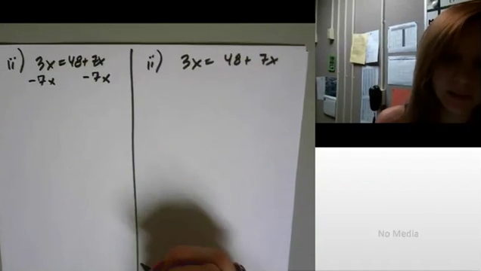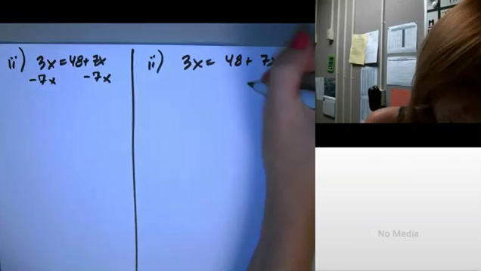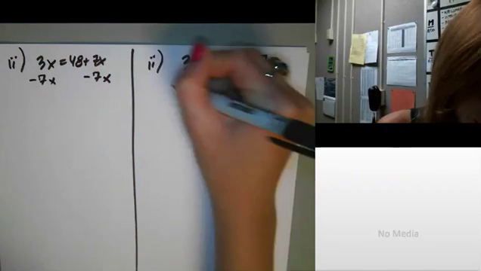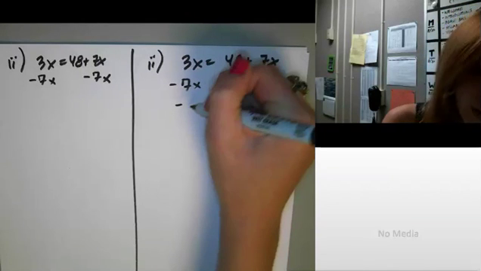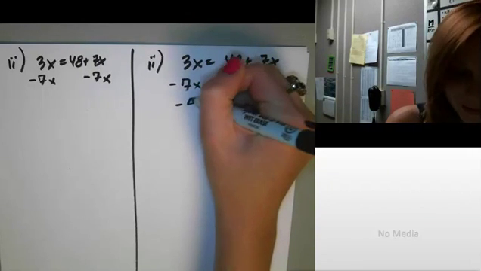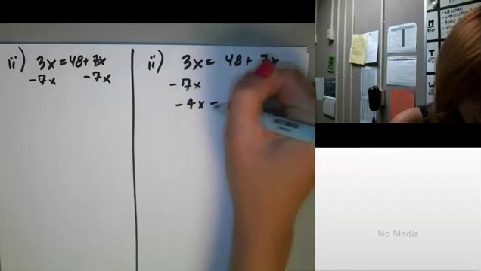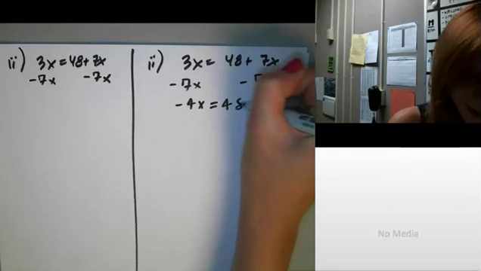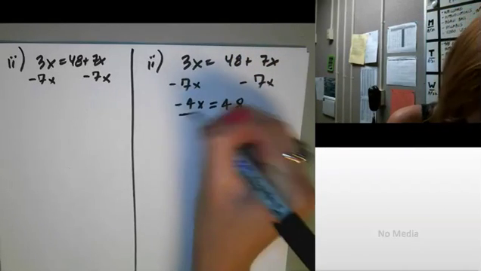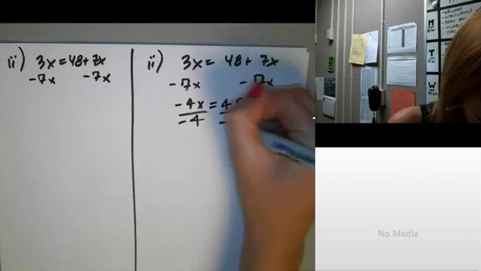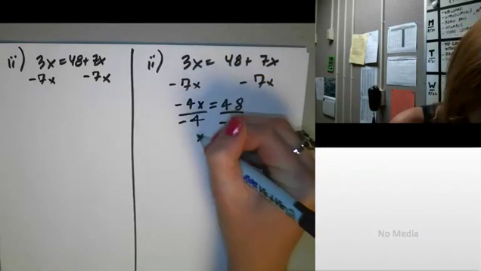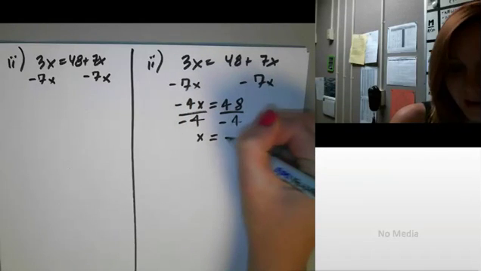That is true. I'm definitely doing this wrong. This is bad. But I do a lot of weird marks that probably shouldn't have on here. So we have negative 4x equals 48. Then we divide by negative 4. And we have x equals negative.